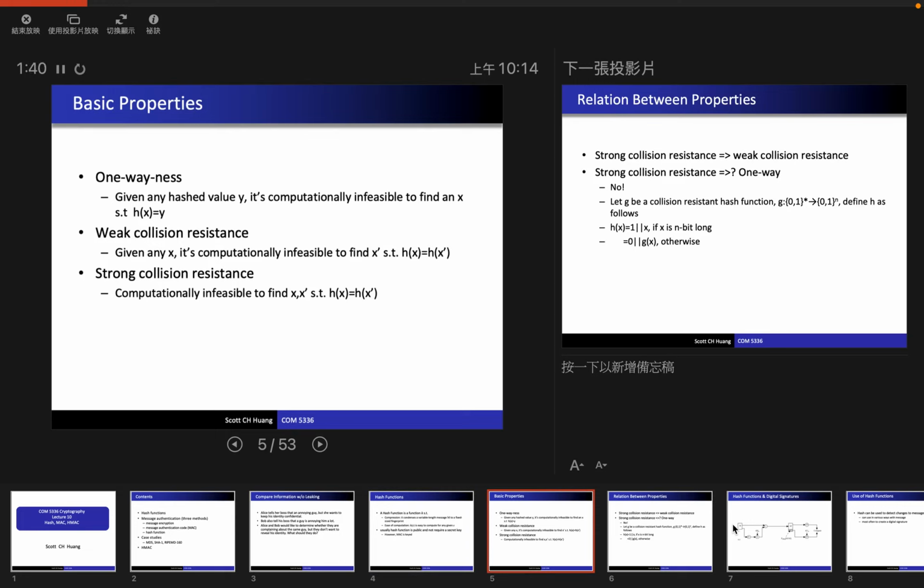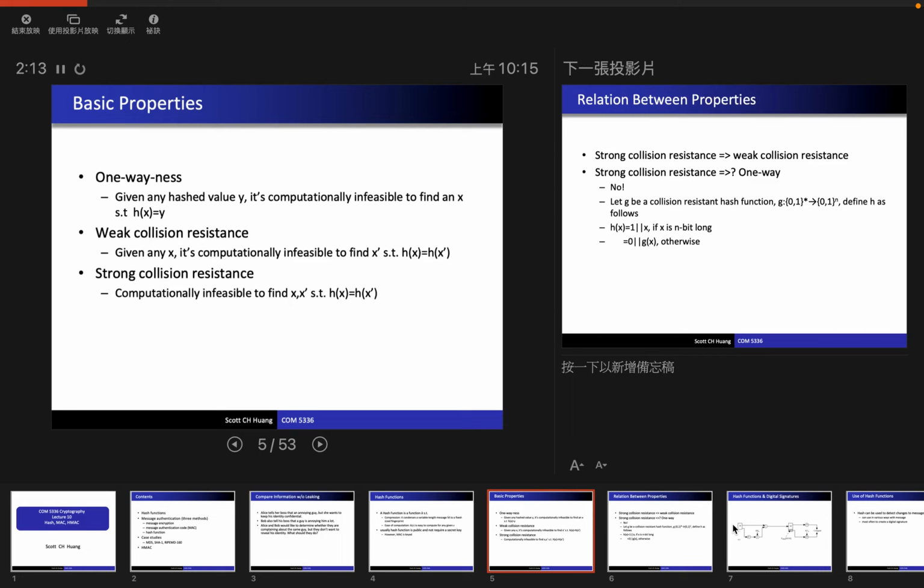Number one, we want to define what one-wayness is. One-wayness is one of the most important properties of a hash function. It can be rigorously defined as follows: given any hash value y, it is computationally infeasible to find an x that hashes to y.